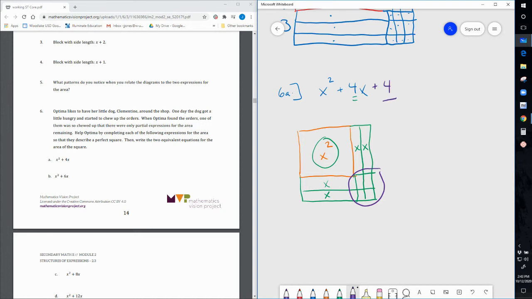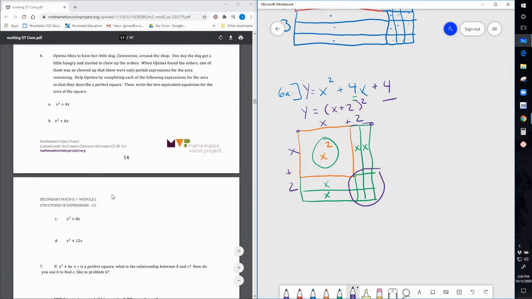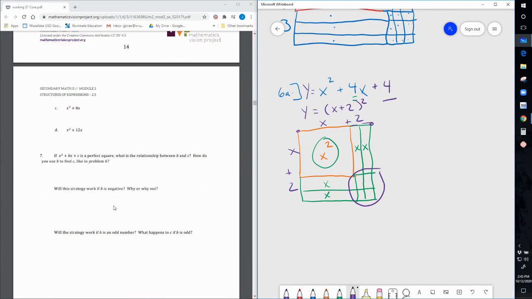And it's asking for you to write the two equivalent expressions. Well, here's one. The other one is just the side length squared. So what is the length of the side from here to here? Remember, this is x, and these are 1s, so it's x plus 2 and x plus 2, which gives us the equation x plus 2 squared. So for 6a, b, c, and d, you're going to do the exact same thing. Figure out what number goes on the end by drawing an area model and then determining what it is.